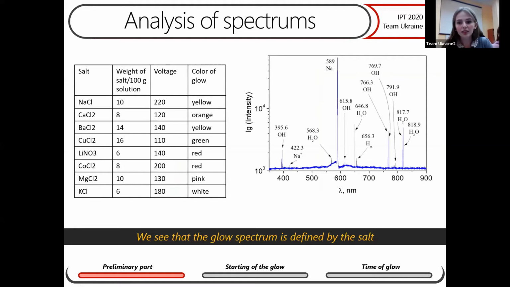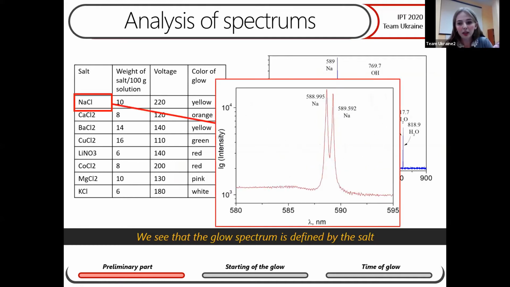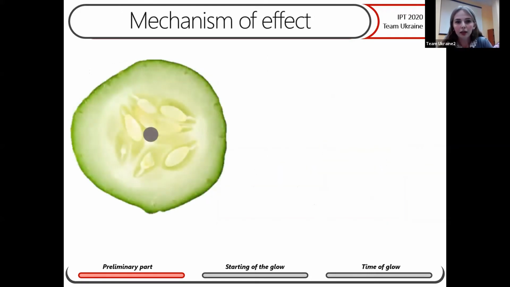We can observe the peaks which coincide with the values of wavelengths for water, hydroxyl group, and sodium. If we zoom into the area of the highest peak, this peak corresponds with the doublet lines of sodium in a solution of sodium chloride. And now we can formulate the mechanism of the effect.